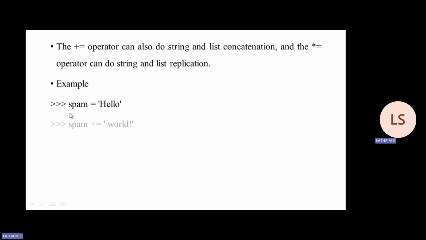For example, you can see here span is equal to hello. So I say span plus equals world. So what I may get is hello world. So I am saying that the variable is equal to hello. Again I am adding span plus equals world. So together they will be put as hello world.